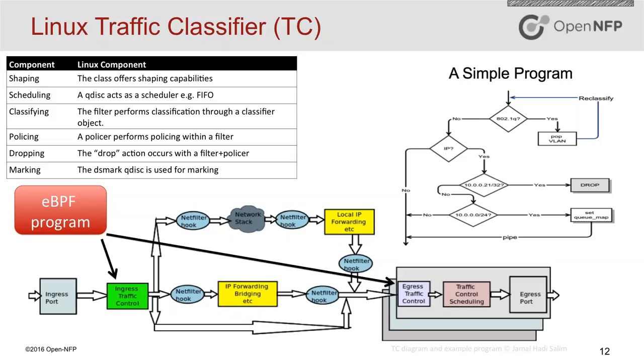We check whether the packet is IPv4. If it is, we're then looking to see if it has that specific IP address of 10.0.0.21. If it does, then we choose to drop the packet, and that packet is not forwarded any further. If it doesn't, then we are checking if it's part of the 10.0.0.0/24 subnet, and if it is, we do the set QMAP, and then pass the packet on for further processing for any other chain filters.